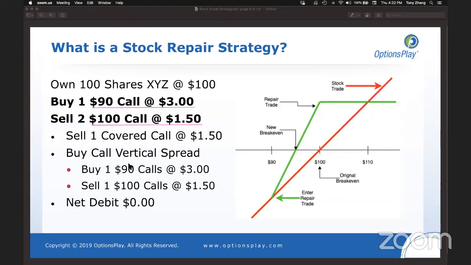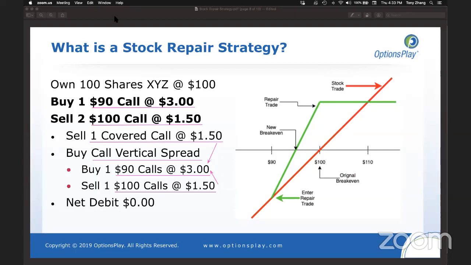So what I've effectively done is, on my 100 shares that I own at $100, I've sold the covered call for $1.50, and I've taken that $1.50 and bought a call vertical spread. That vertical spread consists of buying 1 contract of the $90 call and then selling 1 contract of the $100 call at $1.50. And the two net each other off because I've sold the covered call for $1.50. That pays for half of the $90 call, and I've sold another contract of the $100 calls for $1.50 to net off the other half of the $3.